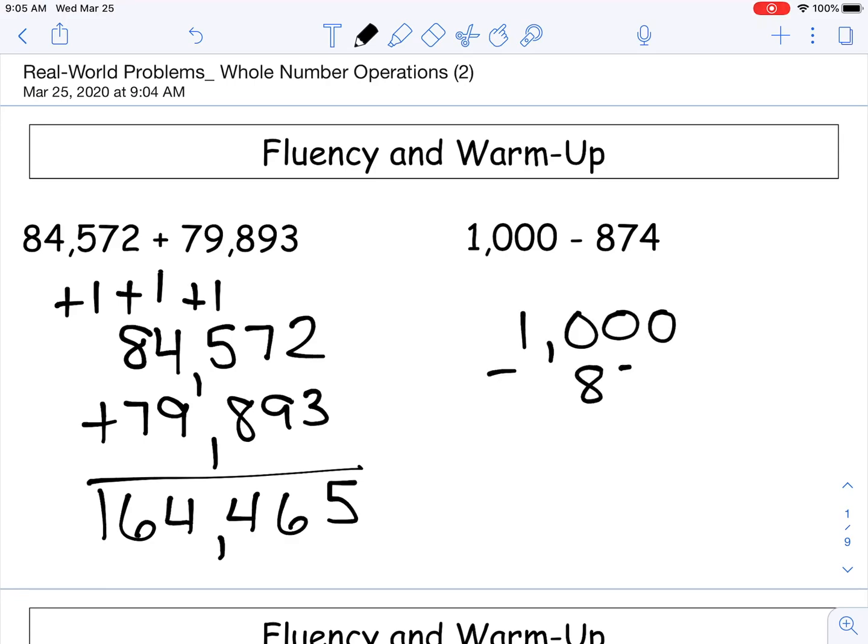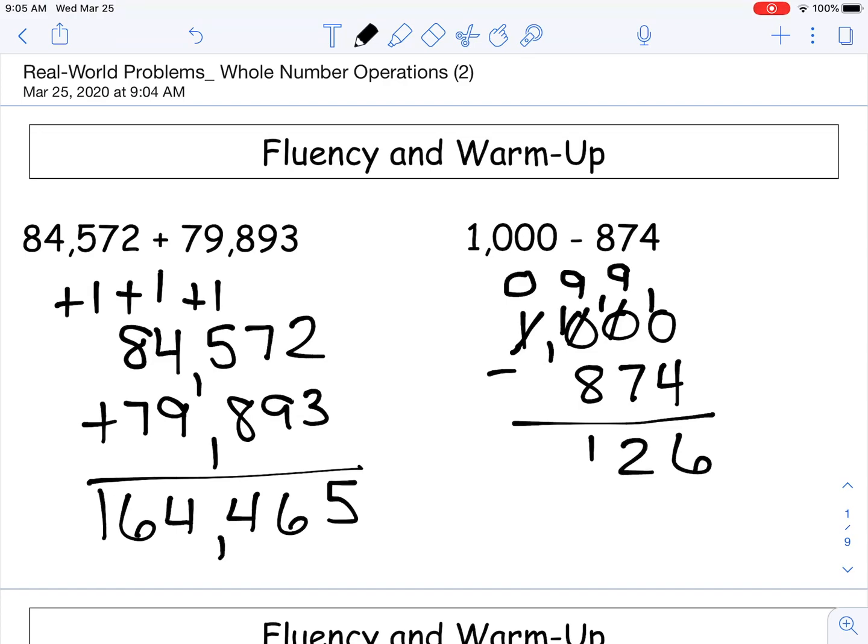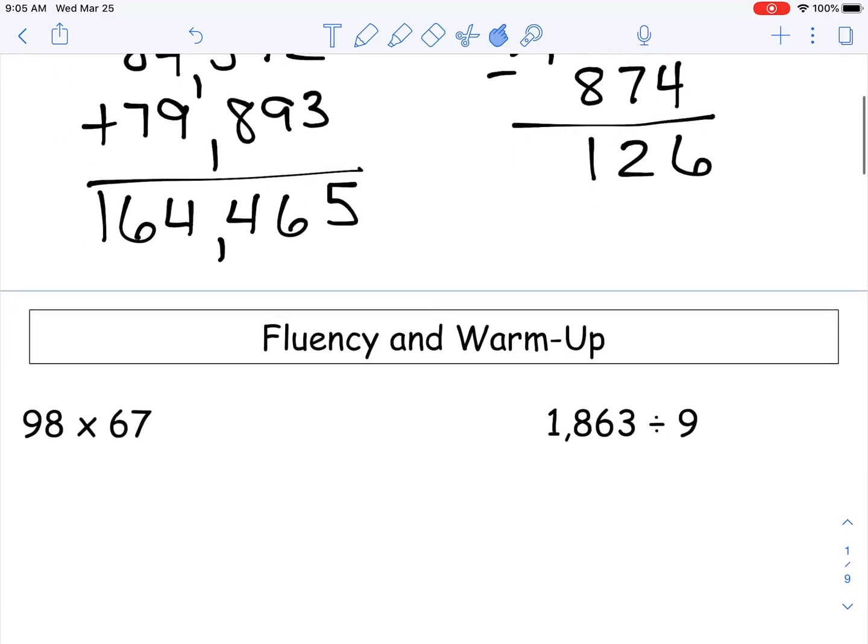Subtraction, 1,000 minus 874. Now be careful with all of these zeros. 0 minus 4 cannot be completed with our whole numbers, so we need to regroup. But if you look, we have to go all the way to the thousands place to regroup. Then we're going to pass it back. He's a 10, now he's a 9. Finally, we have 10 ones. So 10 minus 4 is 6, 9 minus 7 is 2, 9 minus 8 is 1. 126.